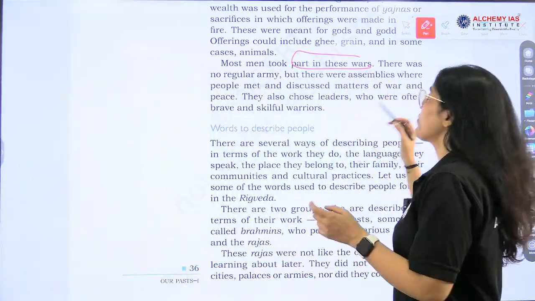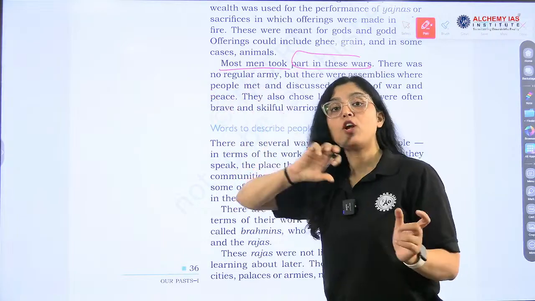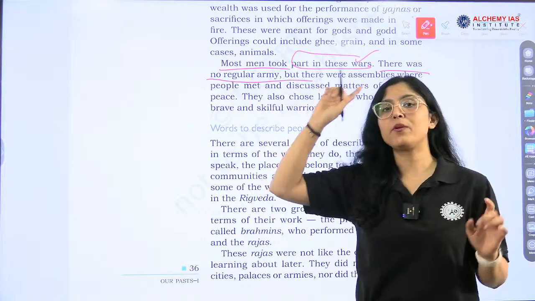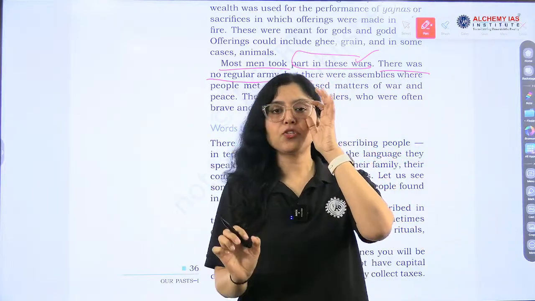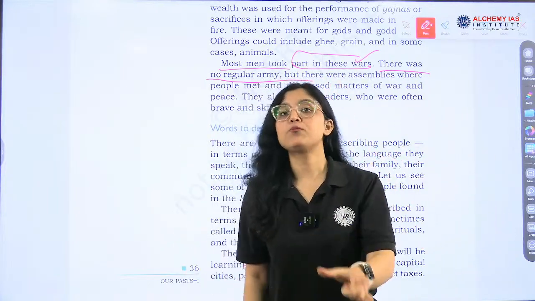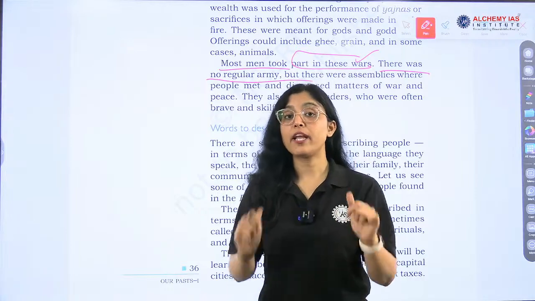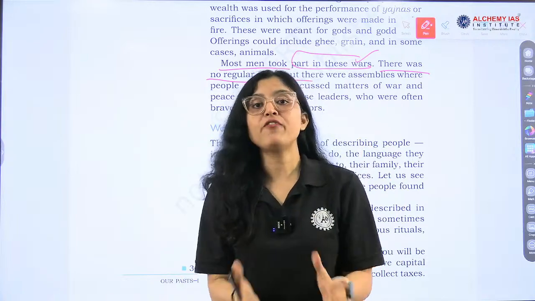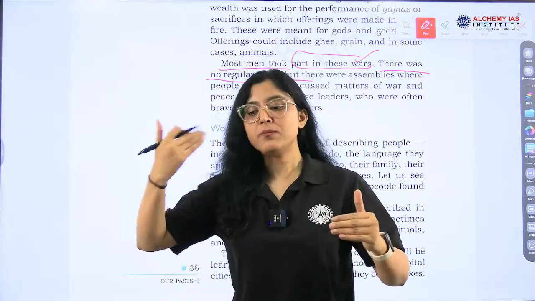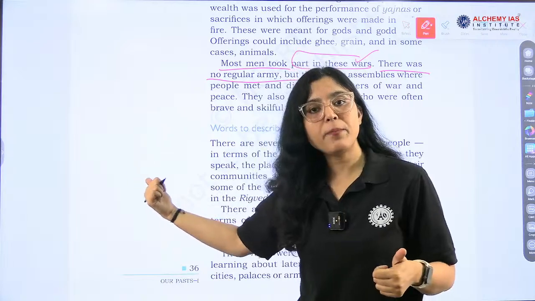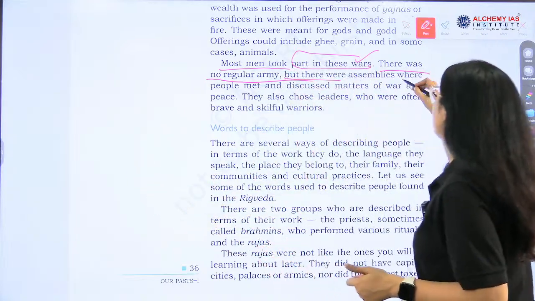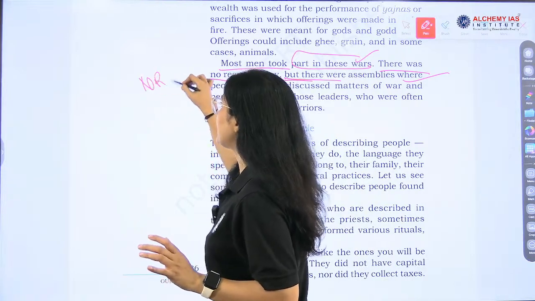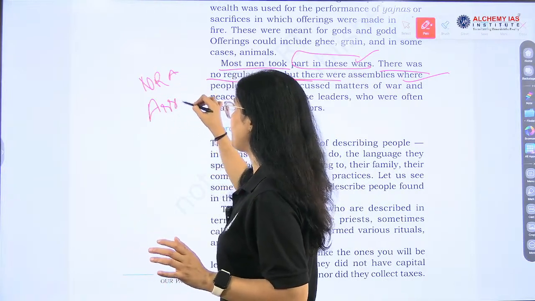Okay, it is telling that most, not all men, most men took part in wars. There was no regular army, a very important point related to Rig Vedic age, that the concept of regular army was not there. Regular army means standing army, means king used to have the army to fight constant battle, but it was not during Rig Vedic period, right? And then there were assemblies also. See, no regular army is there, but assemblies are there, right?